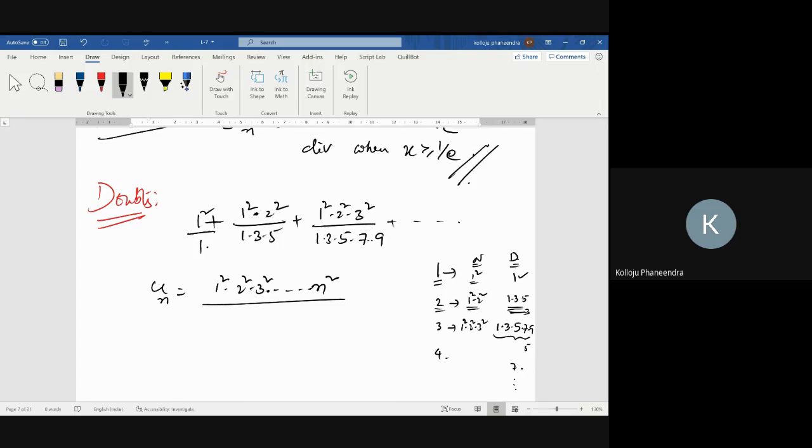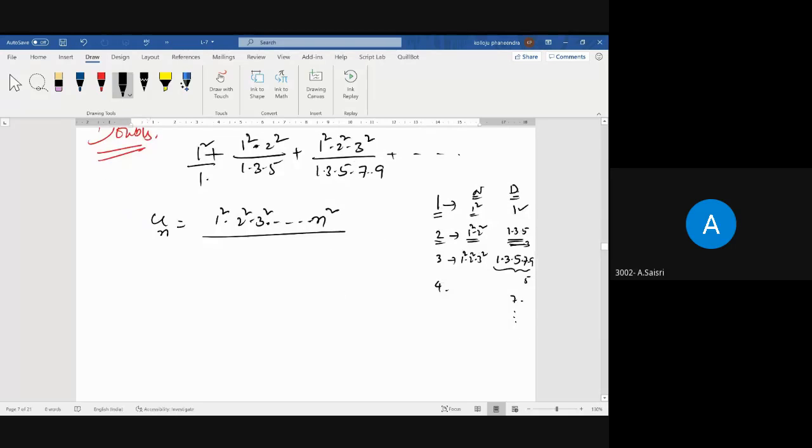Now you tell, what is the nth term? 4n minus 3, I will get 1 into 3 into 5 and so on. 4n minus 3. Or 2n plus 1. Now I will tell you.